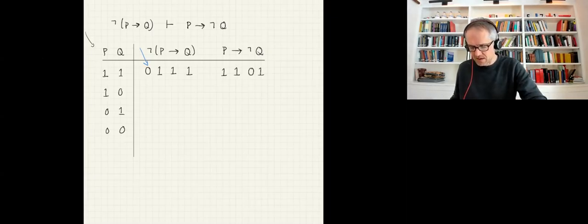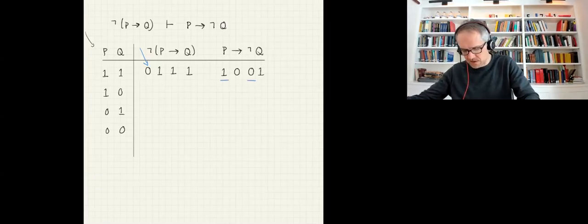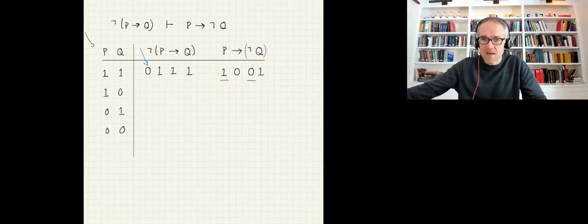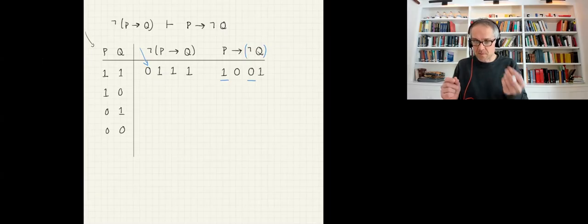Now in this case, the conditional comes out as, oops, that was a mistake. The conditional comes out as false, because technically what's going on is it's if P then not Q, and that's what we need the truth value of, not Q. So the truth value of P here is 1, truth value of not Q is 0, so the conditional if P then not Q is 0. Okay, so that's how we proceed.